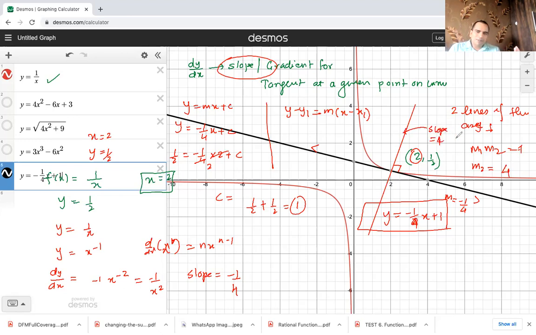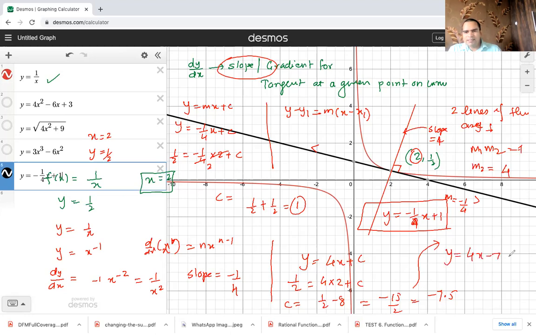Now, what's our next step? It is to find the equation of this normal. So y equals 4x plus c. Now, plug in x as 2 and y as half. So half equals 4 times 2 plus c. So c will be half minus 8, which is negative 15 upon 2, which is negative 7.5. So the equation for the normal that we finally get is y equals 4x minus 7.5.